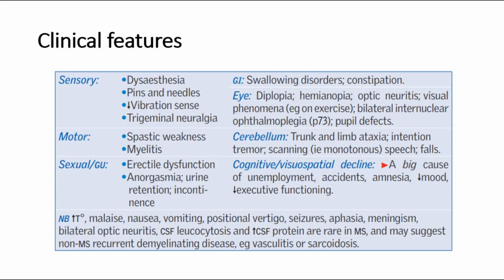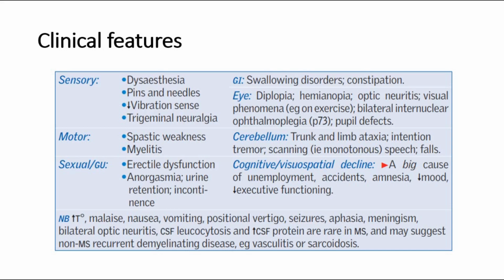These are the clinical features of multiple sclerosis. They can be divided into sensory features, motor, and sexual or genitourinary functions. For sensory features, sometimes the patient complains of pins and needles, tingling feelings in their fingers or toes, reduced vibration sense as well. For motor, there might be spastic weakness or myelitis. And for sexual or genitourinary function, they might complain of erectile dysfunction, urinary retention, or incontinence.